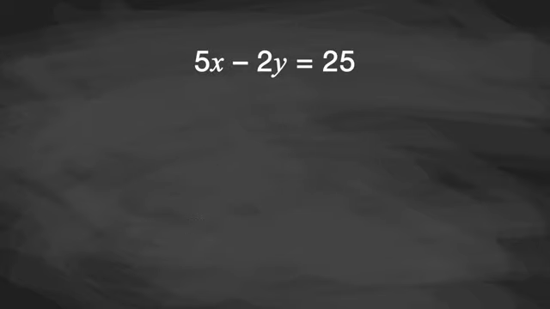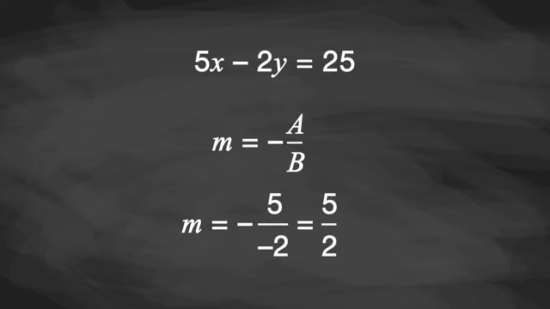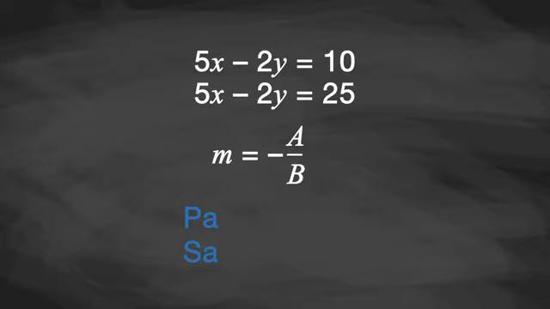For 5x minus 2y equals 25, since a is 5 and b is negative 2, the slope is also 5 halves. The two lines are parallel, so there is no point of intersection and no solution.